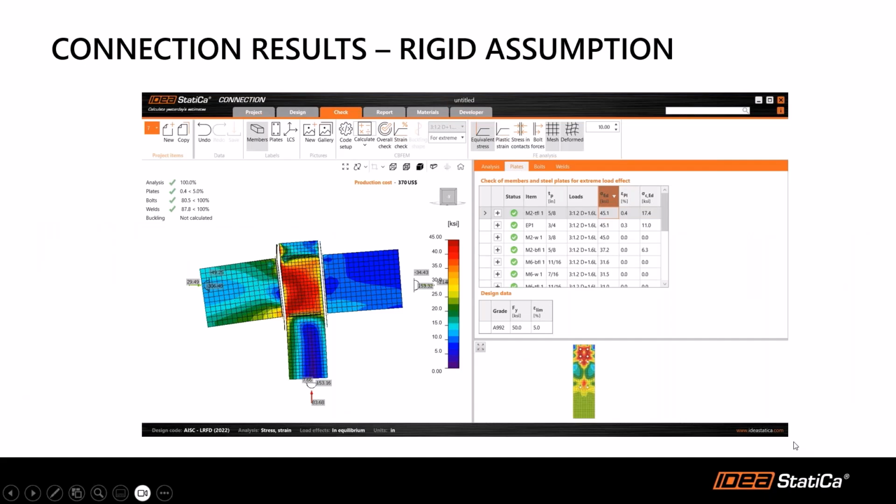Now let's look at the connection results here. What was changed with the rigid assumption versus the results with the linear spring?